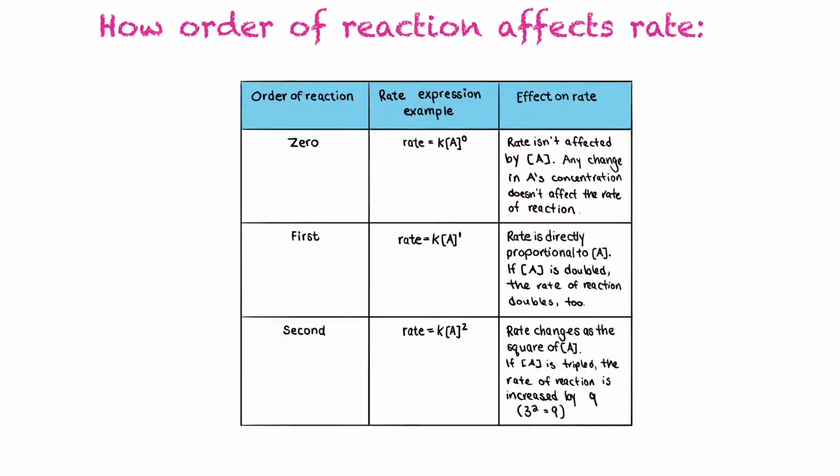If the order of reaction is second order, the rate would be equal to k times the concentration of A squared. So rate changes as the square of the concentration of A. So if the concentration of A is tripled, the rate of reaction would be increased by a factor of 9 because we would square the 3. So it would be 9.